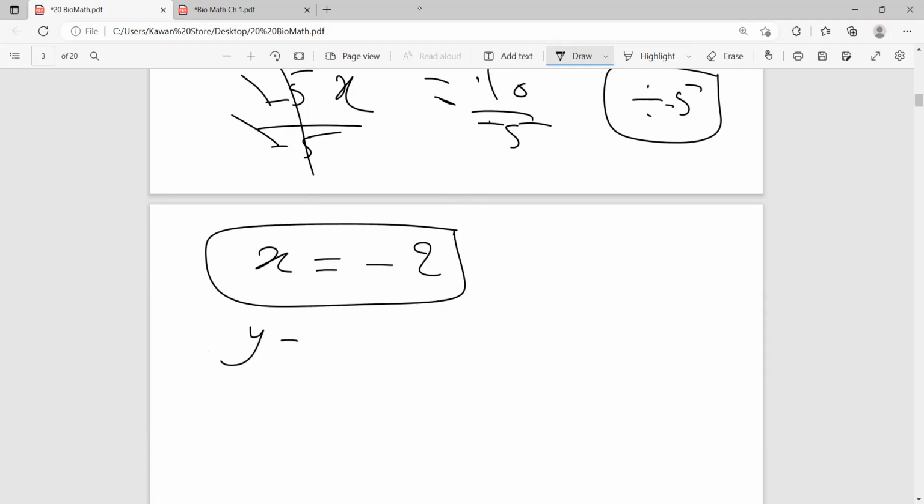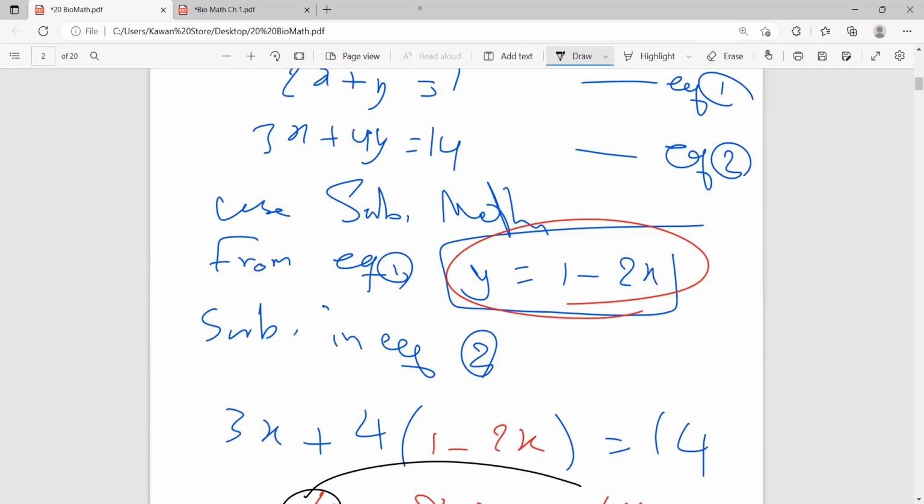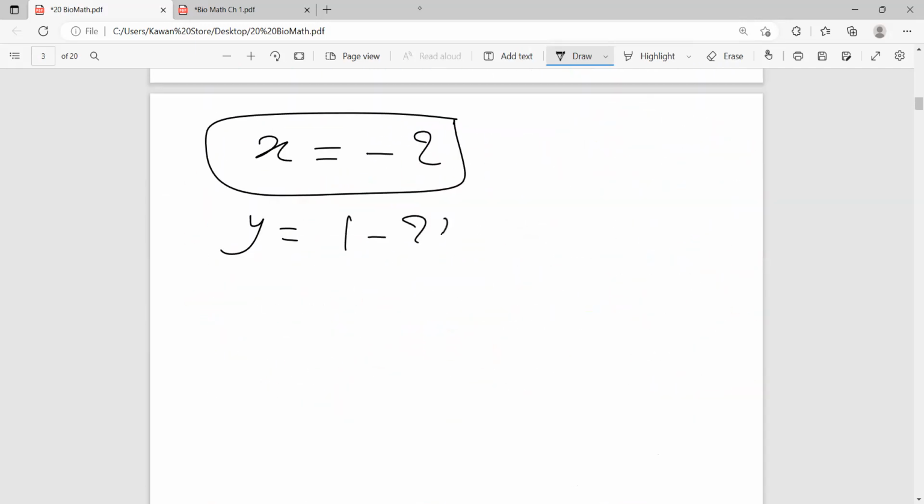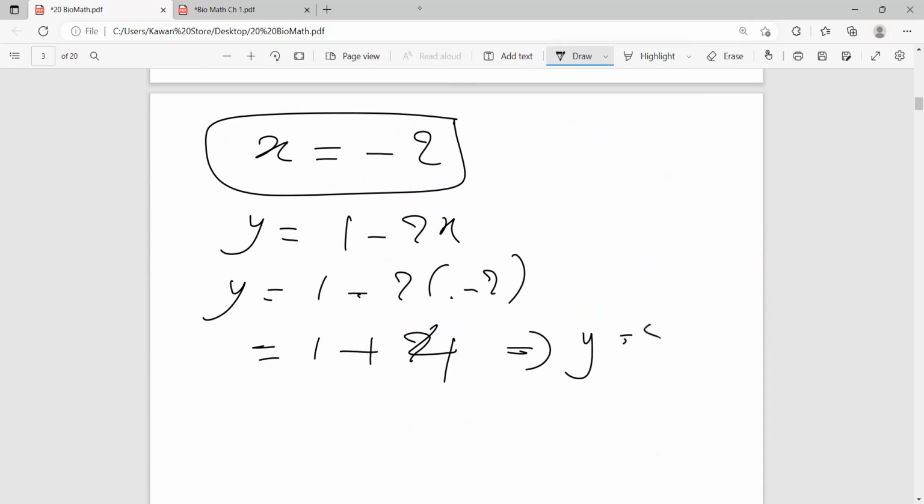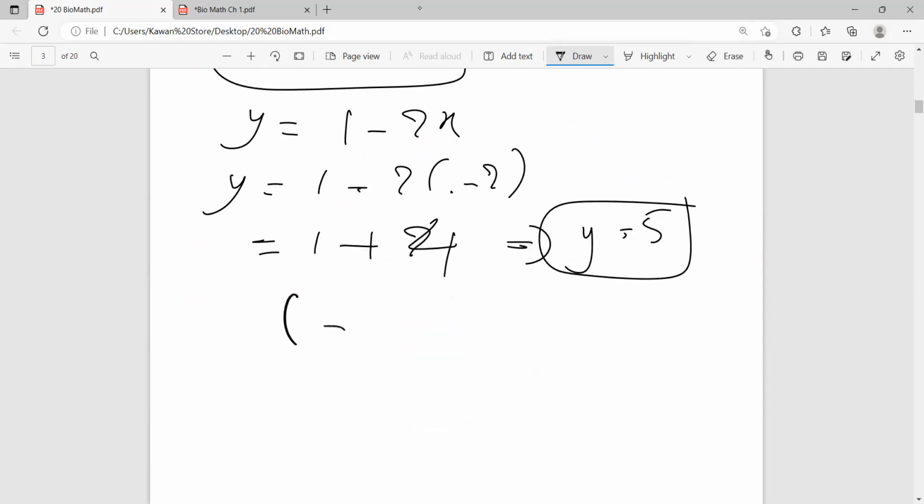Now, y equals 1 minus 2x. So y will be 1 minus 2 times minus 2. Am I right? Negative multiplied by negative is positive 4, 2 by 2 is 4. So y is 5. So I got minus 2 and 5. I'm going to put them as an ordered pair, x and y, because we are going to talk about something else later. So for here, do you have any question?